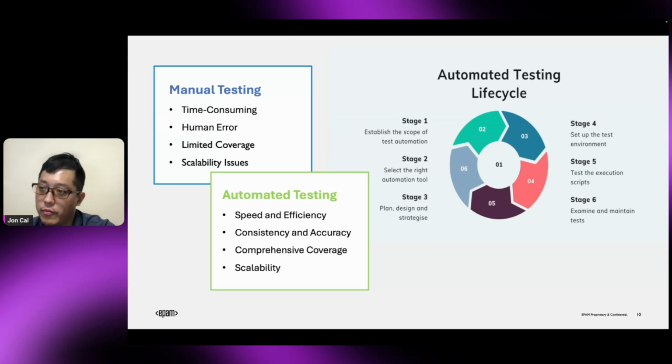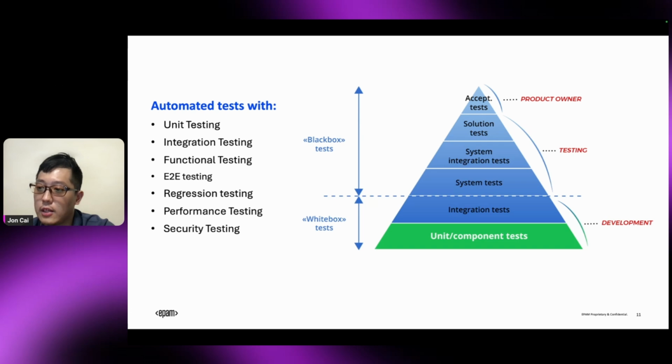As for scalability, automated testing is highly scalable, because test scripts can be executed in parallel across multiple environments, allowing for efficient testing of large and complex software systems. So there are several types of automated tests, as we can see in the slide. Each of these tests serves a specific purpose in the software development lifecycle.